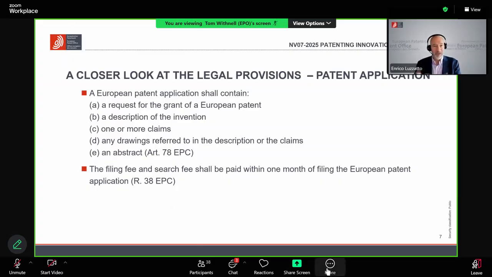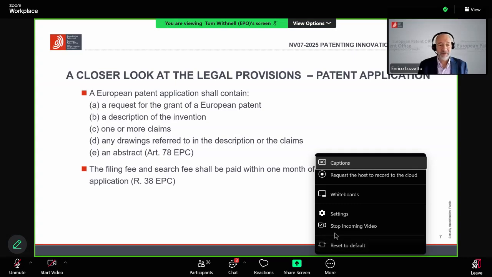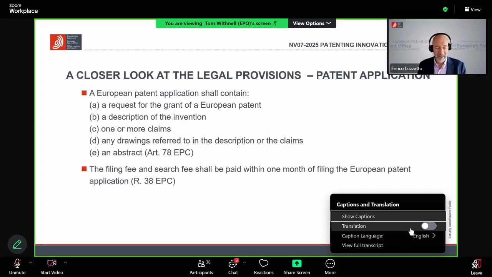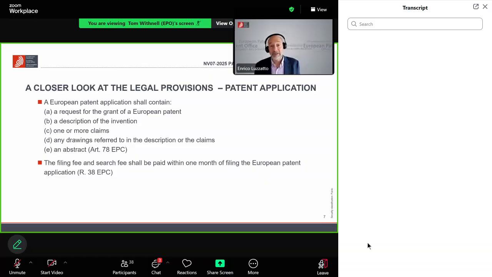So to get the filing date is one thing. To have a complete patent application is a different story, and you do need claims, you need drawings. If you have referred to drawings, you need an abstract. And you need, of course, to pay fees, filing and search fee. Next one, Tom, please.